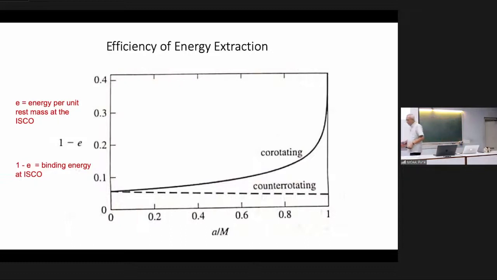Why am I talking of energy extraction? Because both in X-ray binaries as well as in AGN, for example, how do you power it? AGN has got the jets which are going out. How do you power that energy? That energy cannot come from inside the black hole. It comes from the energy extracted from outside the black hole.